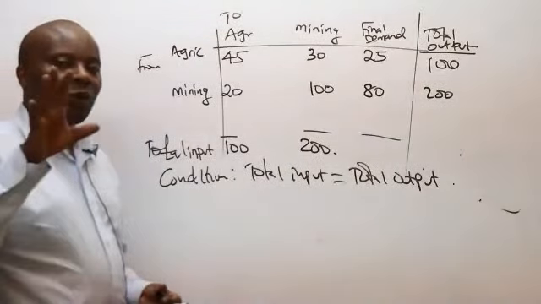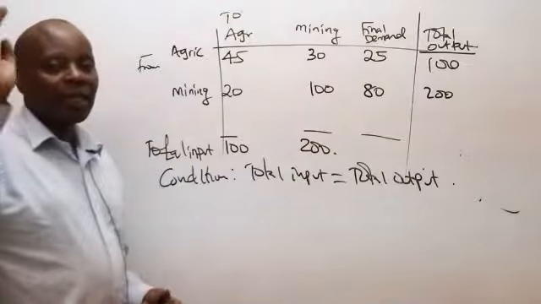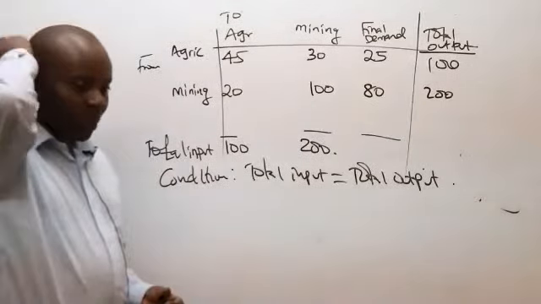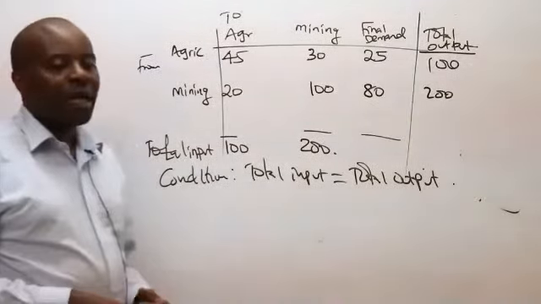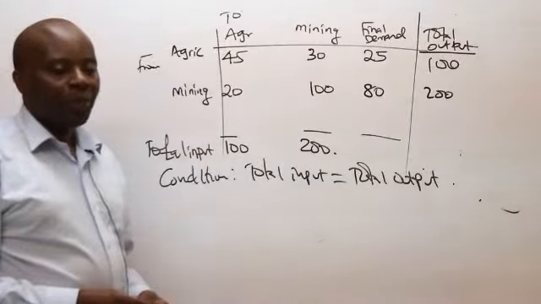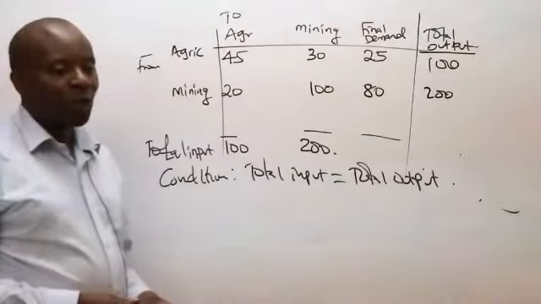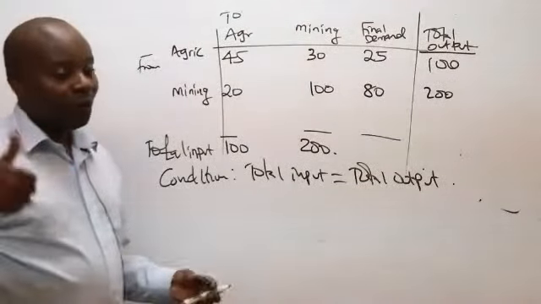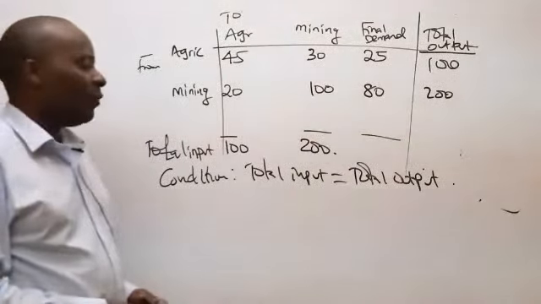It's a system of no losses. You put in 100, you get exactly 100. Total input will always be equal to total what here? Output. Total input will always be equal to total output. Very important.